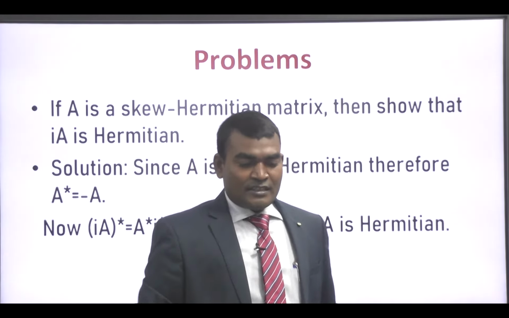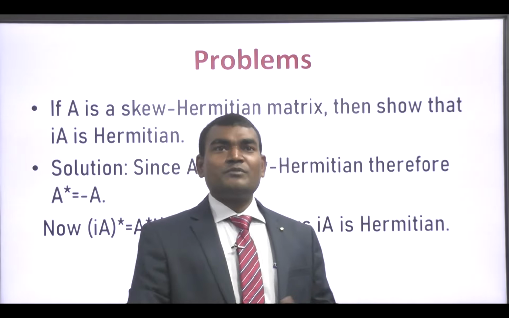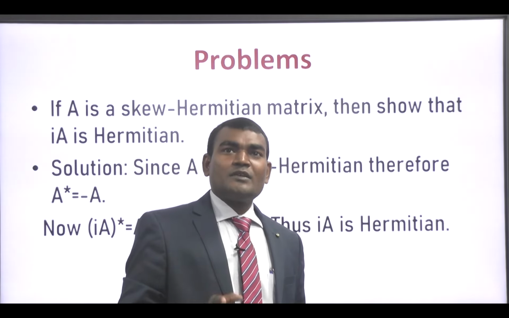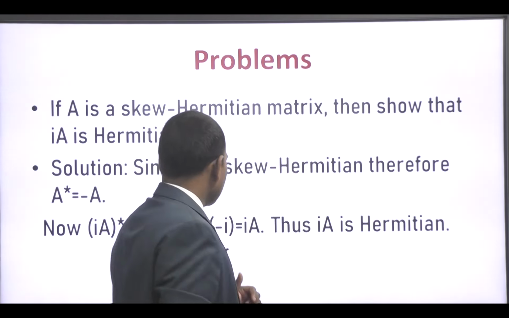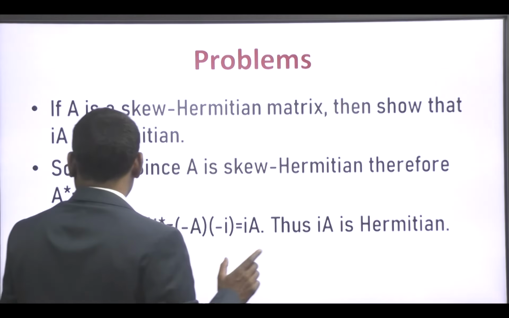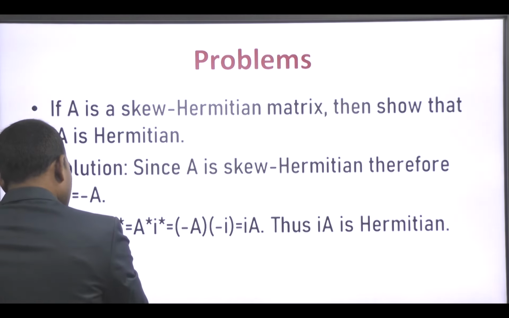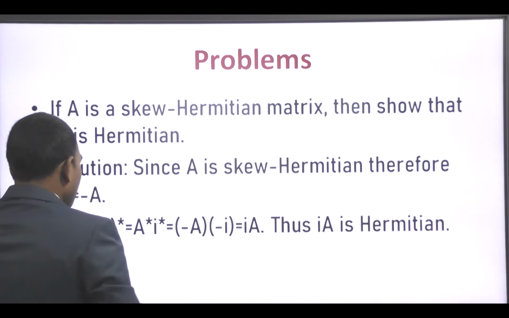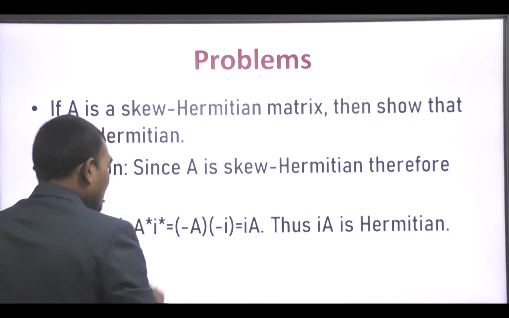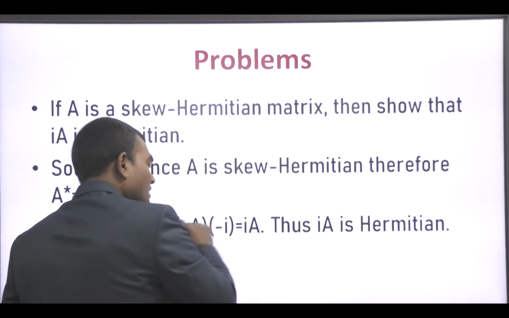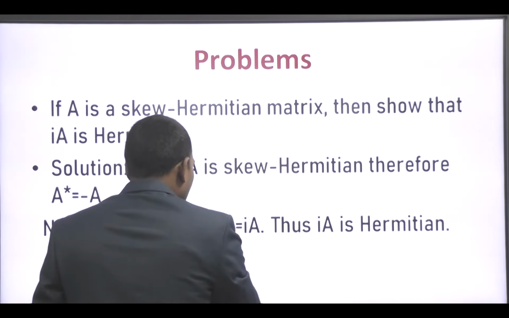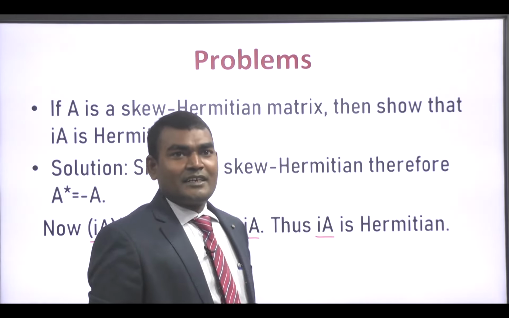Now there are some problems, and these are very important problems. If A is a skew Hermitian matrix, then show that iota A is Hermitian. Now see here, we take the conjugate transpose of iota A. So iota A star is equal to A star into iota star, and this is equal to minus A, because A is a skew Hermitian matrix, and iota star is equal to minus iota, so this will be equal to iota into A. So in this way iota A will be a Hermitian matrix.